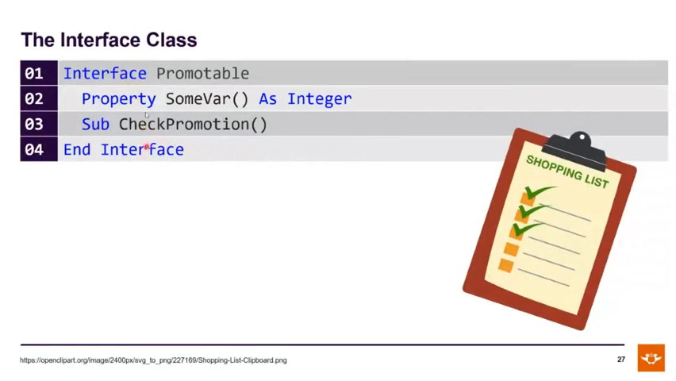Interface classes have no code. This is an interface, what you're looking at right now on screen. Interface IPromotable, some variable, check promotion. There is no functionality, there are no variables. There's a property method saying you need a variable, yes, but nothing else. Interfaces provide a list of things we have to do in a certain class to make it of a certain type.